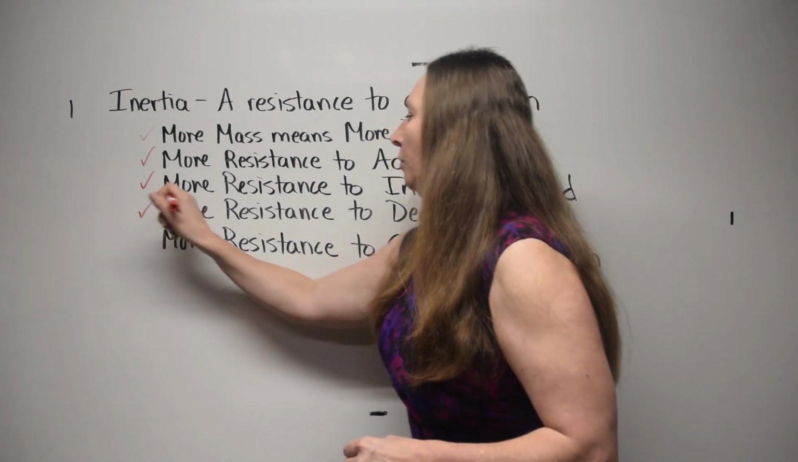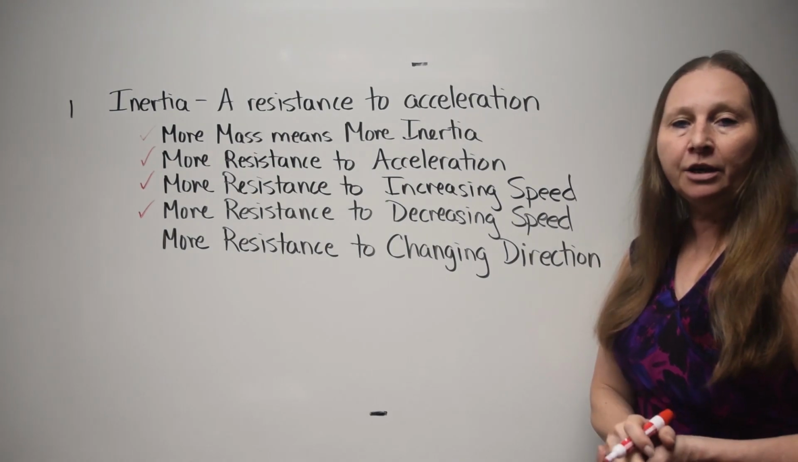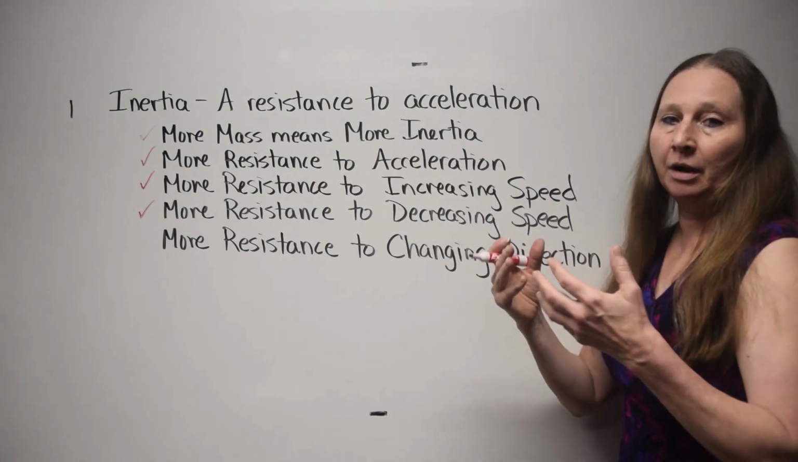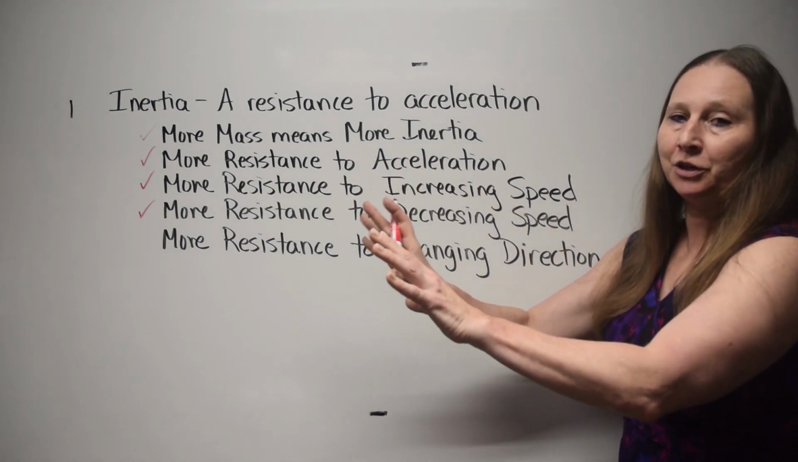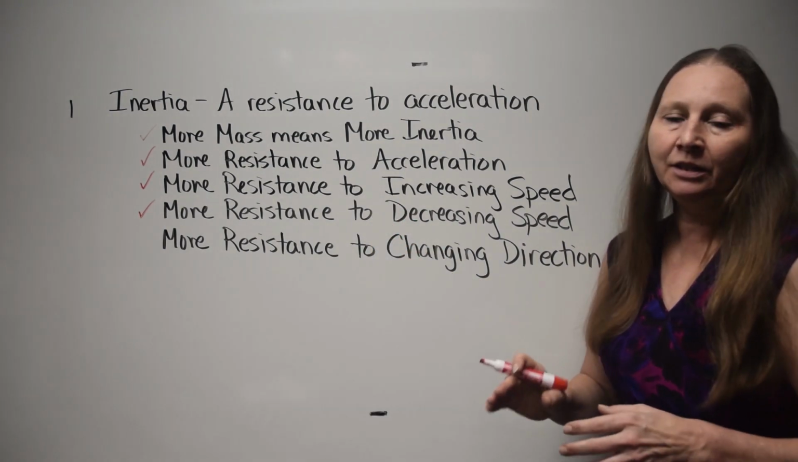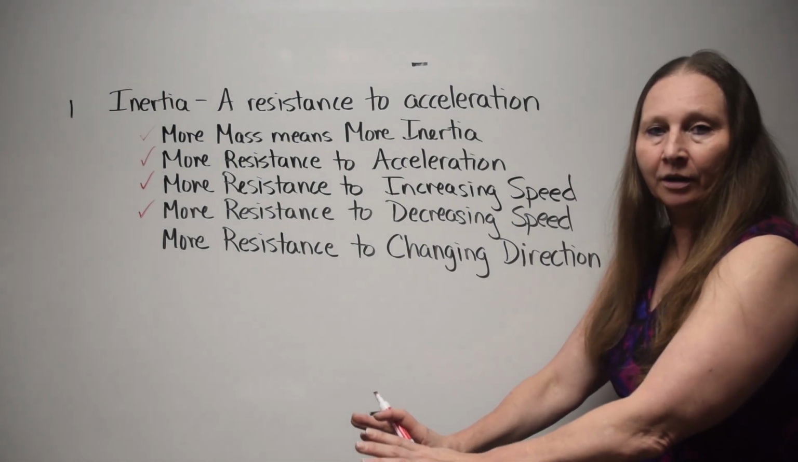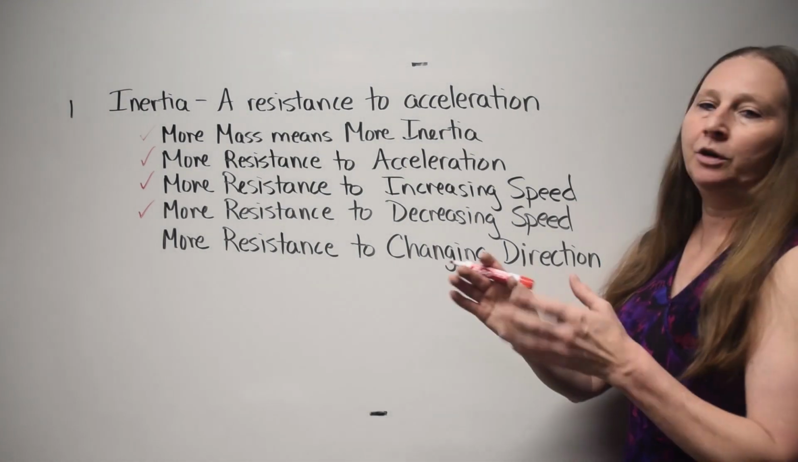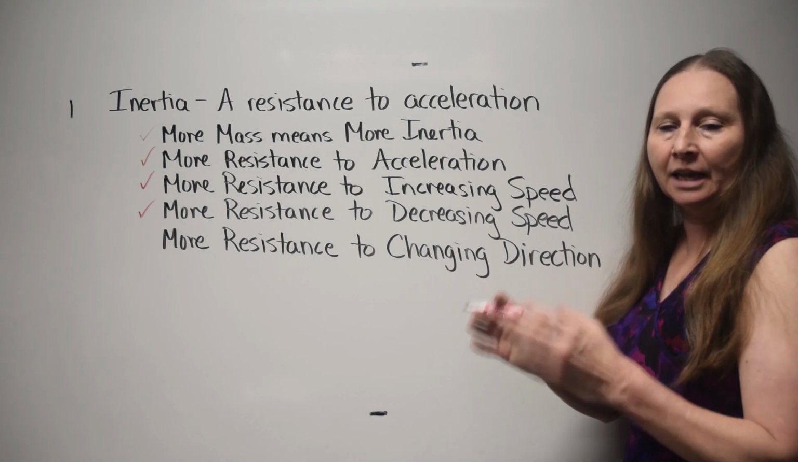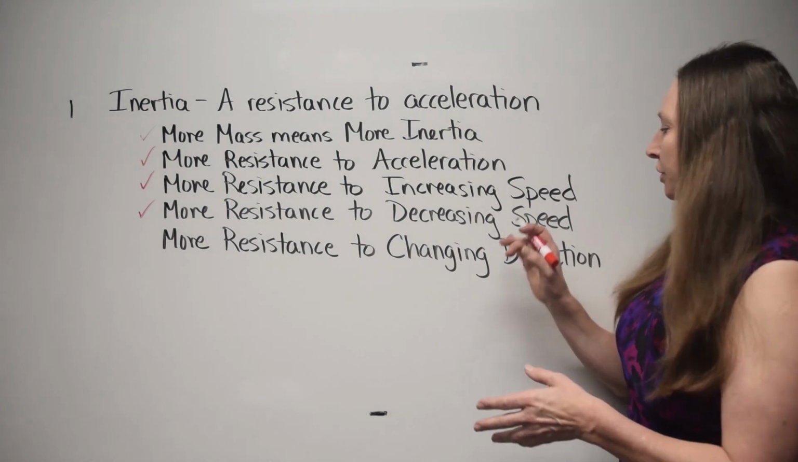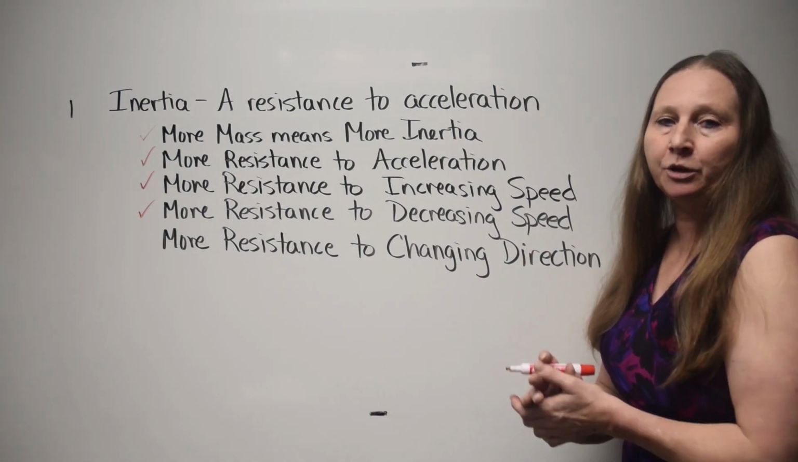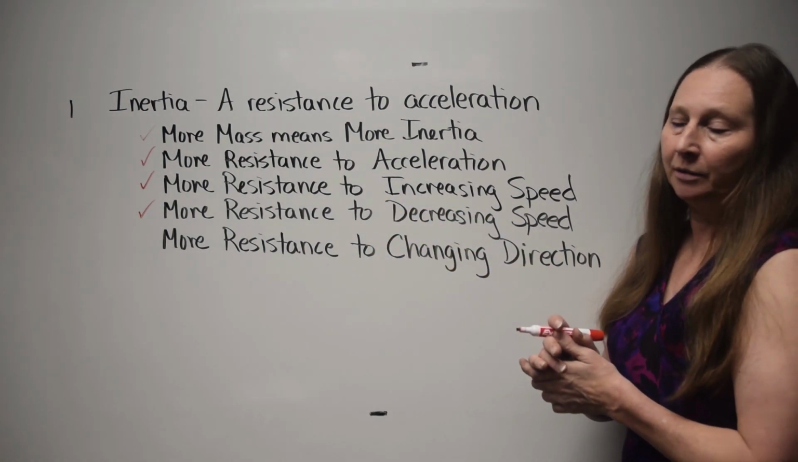Now, we also know that acceleration can mean decreasing speed. If the truck is coming at you, you're not going to get it to slow down, right? Not in the same way that you can stop a toy car that's coming at you, right? Because the little toy car has less mass, less inertia, less resistance to decreasing its speed. You can stop the toy truck. You can't stop the big truck.